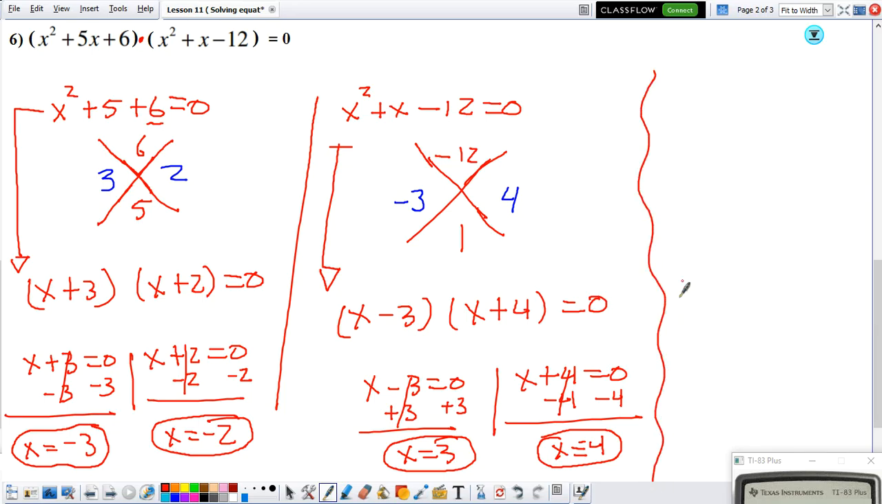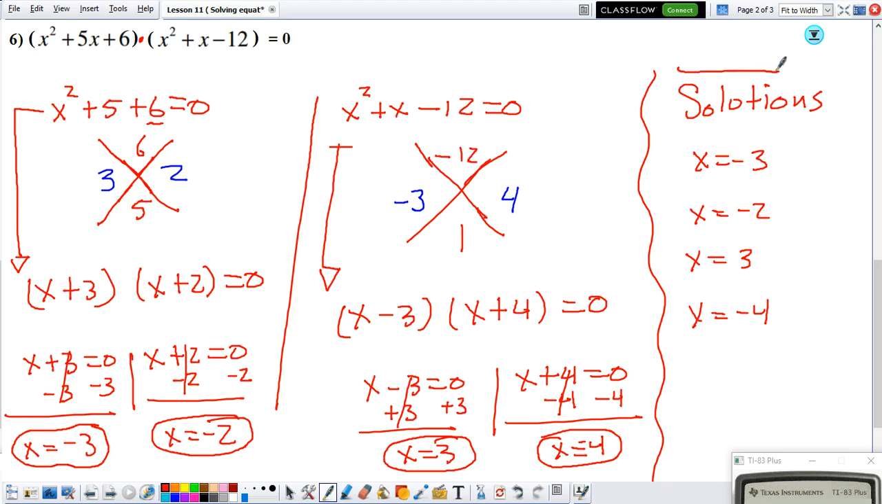So at the end of the day, we have 4 solutions. x is equal to minus 3, x is equal to minus 2, x is equal to 3, and x is equal to negative 4.